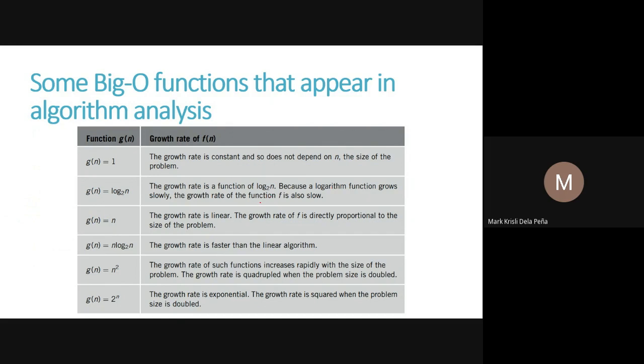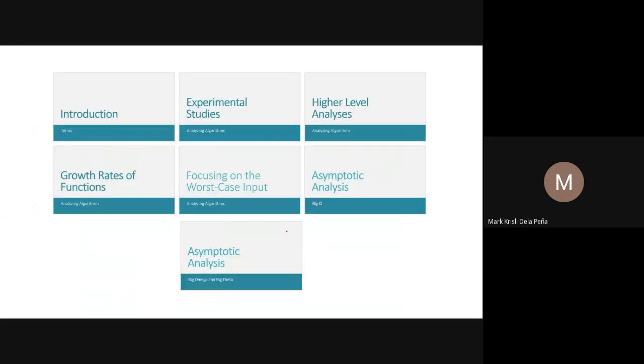Well, n is dependent or proportional to the size. Now the growth rate is proportional to the size. For n log n, that's faster than linear. N squared, in quadratic, is much faster than the previous ones, and the exponential is so much faster than the others. That's the comparison of the growth rates of the different big O functions.